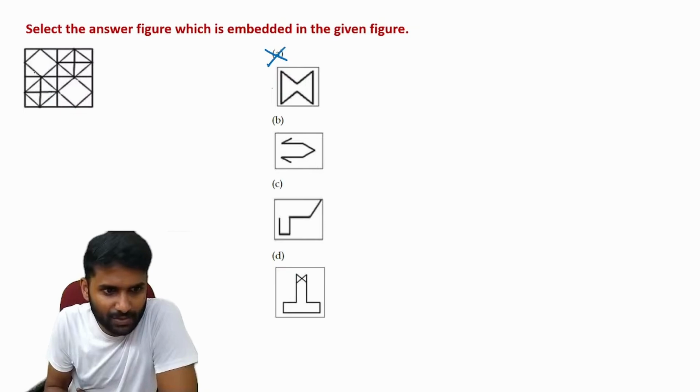Why? Because see, you can see the joint here. If you go through this particular V shape, you can see that two vertices meet here. But this one is not joined. That's why A is not a suitable answer.